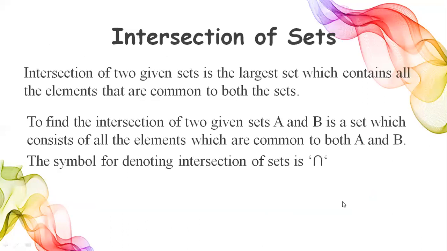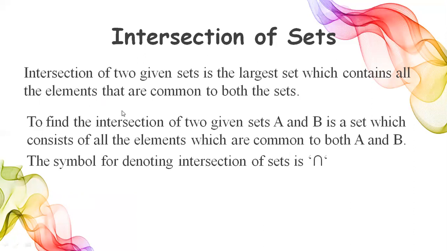All right. Our next operation is intersection of sets. First we have discussed union of sets. Now we are going to find out the intersection of sets. How can we find the intersection of two sets, and what is the intersection of two sets? The intersection of two given sets is the largest set which contains all the elements that are common to both the sets. It means that if we have two sets, then the elements which are present in both the sets are going to be our answer.